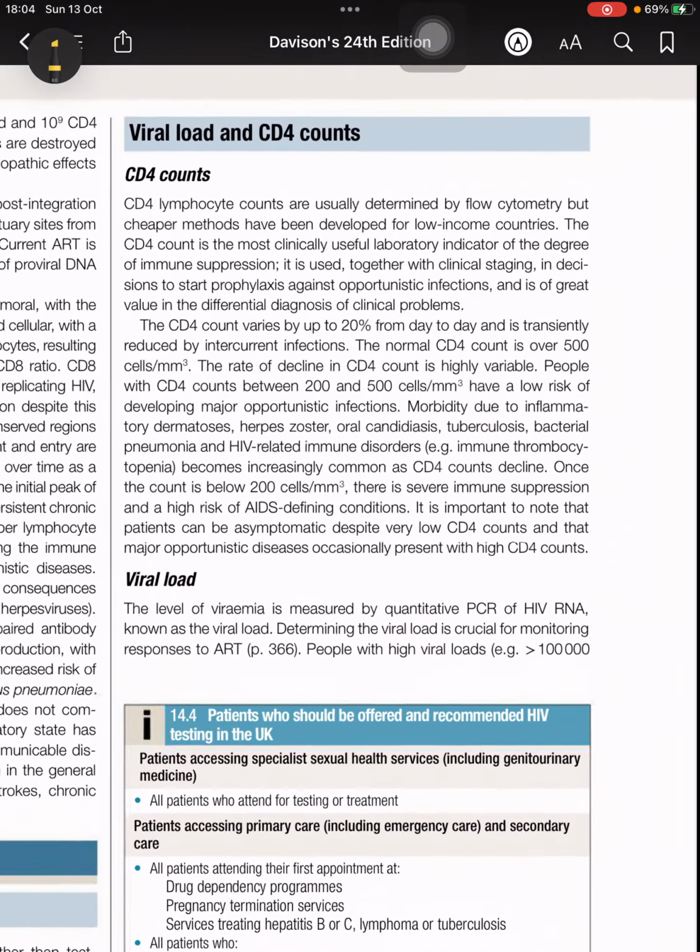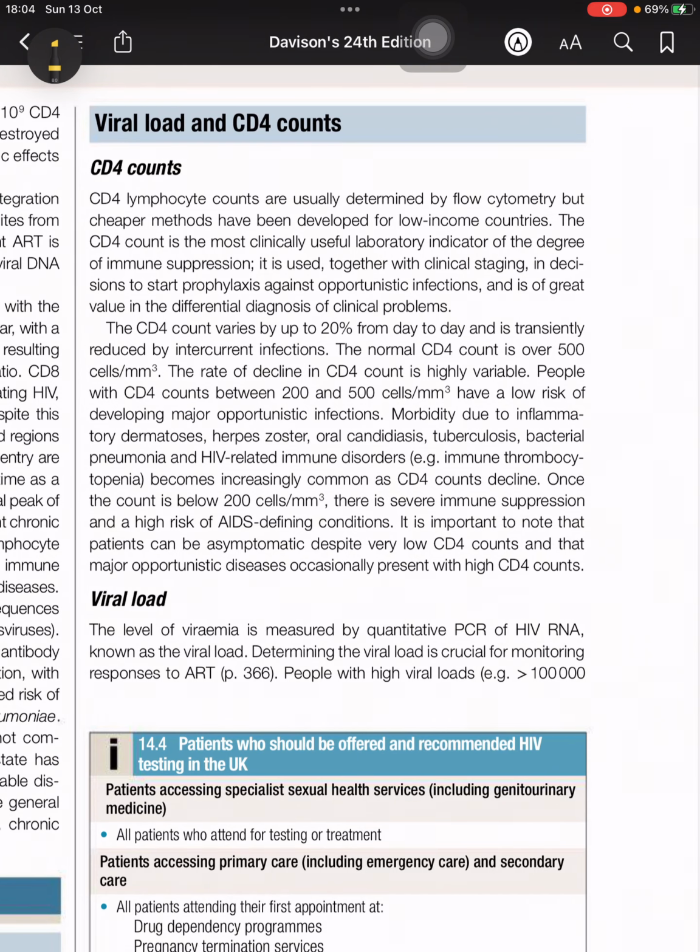Viral load and CD4 count. CD4 lymphocyte counts are usually determined by flow cytometry, but cheaper methods have been developed for low-income countries. The CD4 count is the most clinically useful laboratory indicator of the degree of immune suppression. It is used together with clinical staging to start prophylaxis against opportunistic infections and is of great value in the differential diagnosis of clinical problems. The CD4 count varies by up to 20% from day to day and is transiently reduced by intercurrent infections. The normal CD4 count is over 500 cells per cubic millimeter.